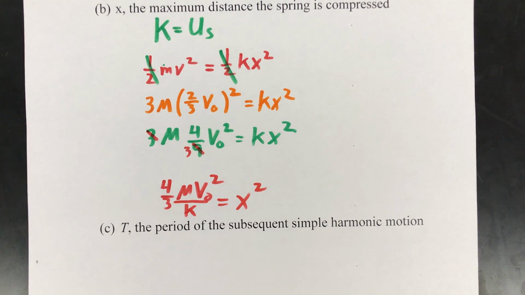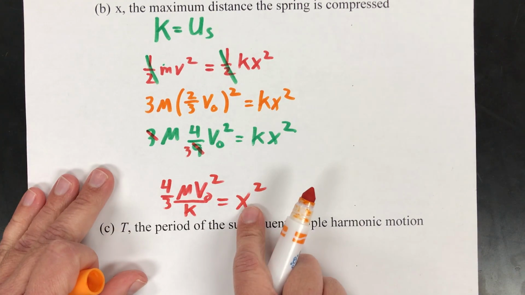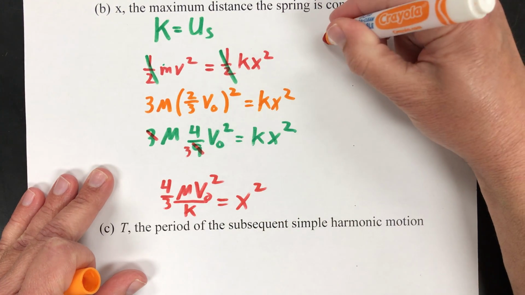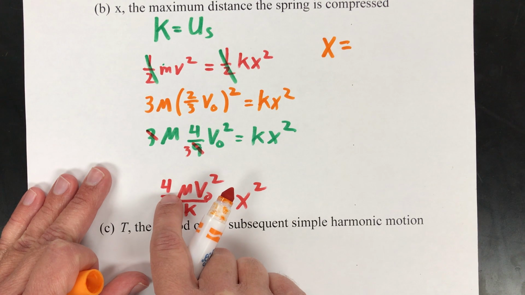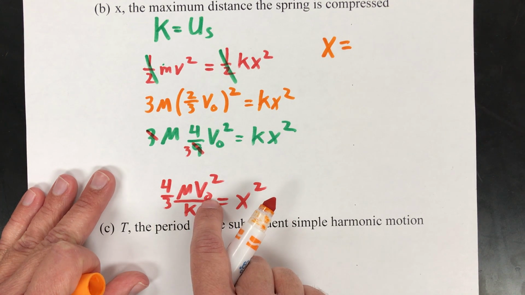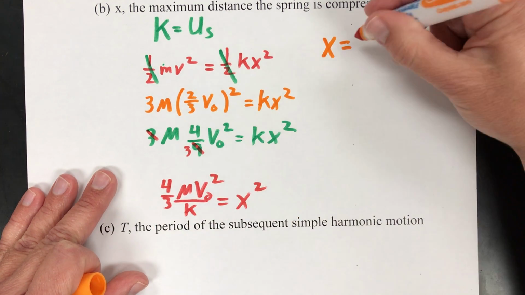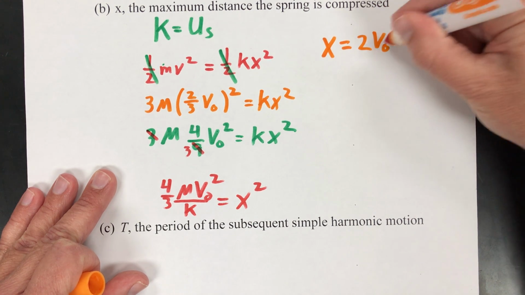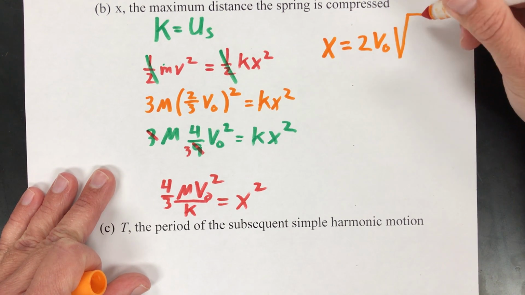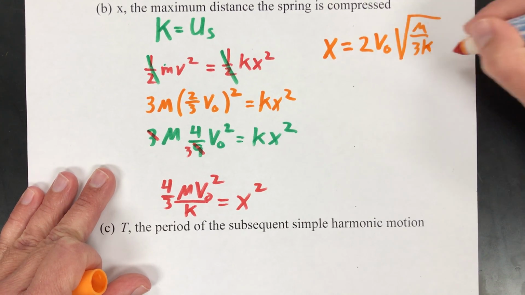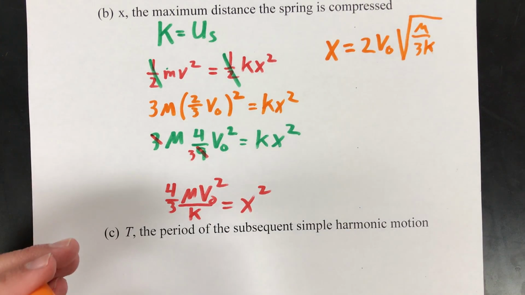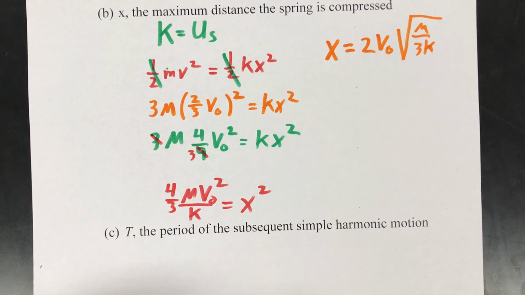And so lastly here, I'll take the square root of each side so I can solve for x. I'm going to pull out, although you do not have to at all, this 4 as a 2 and this v0 squared as just v0, and write 2 v0 square root of m over 3k. So that would be the distance that the spring is compressed.